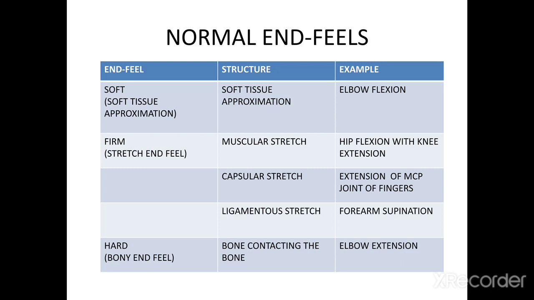Now when we see the muscular stretch, the limitation of the range of motion is because of the stretching of the muscles. An example is hip flexion with knee extension. When you go for the straight leg raise, the tension, the stretch in the hamstring muscle will limit the range of motion. As it is a normal range of motion, it is known as the normal firm end feel.